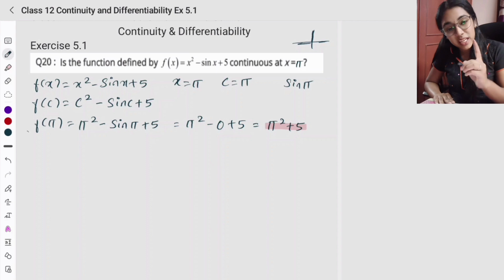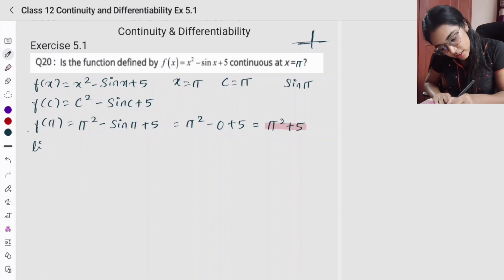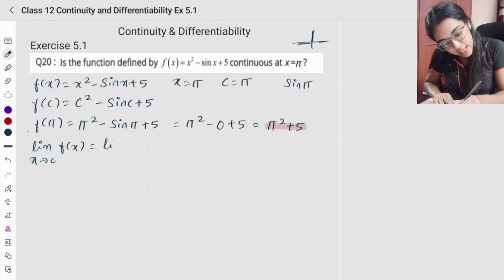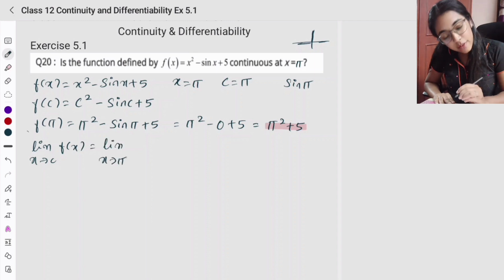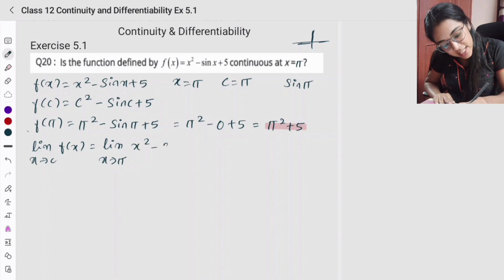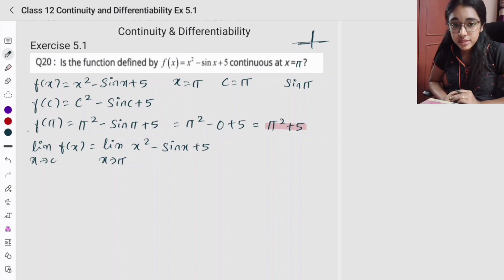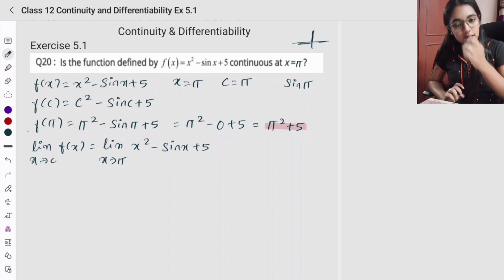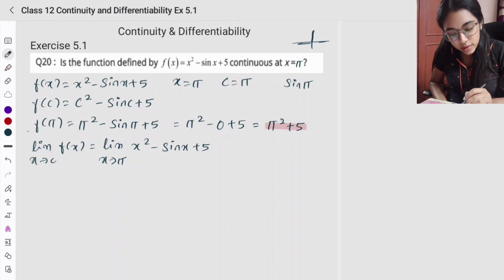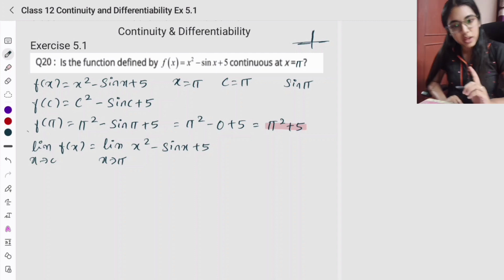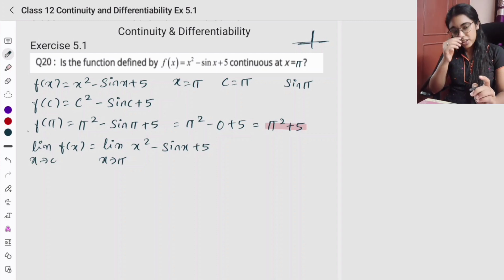What happens when I do my limit? Limit x tends to c of f of x is going to be limit x tends to pi of f of x. So what is my f of x now? X square minus sin x plus pi. But you have to remember from the example questions that I taught you that whenever you have trigonometric functions, sin, cos, tan, in the limit, you should not substitute the value of x directly into f of x. So what is your alternative? What else do you have to do?